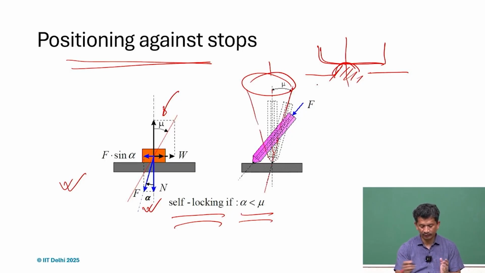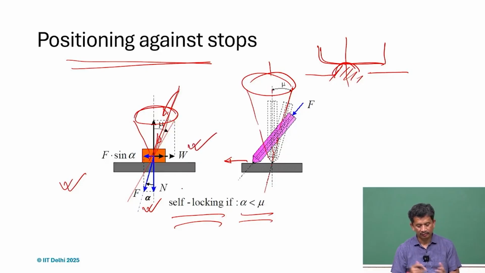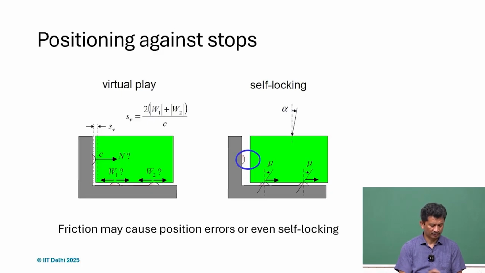So we can define the cone of friction. If the force direction lies outside, then it can move, it can slide. But in this case it's within, right? This is the friction cone, but the force is inside. So no matter how large the force is, the friction force will be even larger, and it will always be more than F sine alpha, and that's why it will not move. It's just the friction which is holding it. It's self-locking.